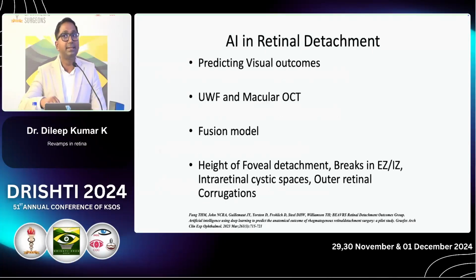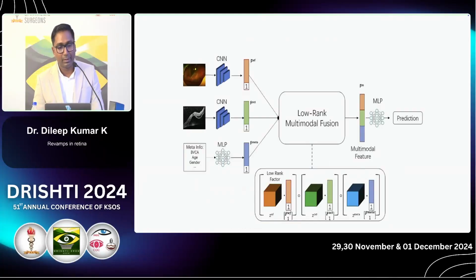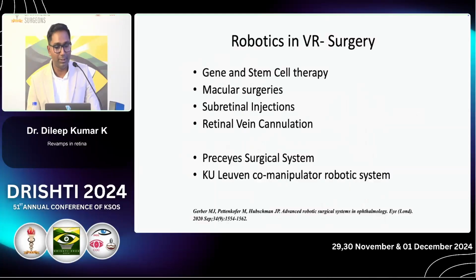One interesting thing in surgical retina is using AI in retinal detachment. The most common question in an RD surgery is the patient asking, will I get my vision back? Using AI, apart from macula on and off status, we can incorporate macular OCT and ultra wide field imaging using a fusion model. It takes into consideration the height of the foveal detachment, the ellipsoid zone breaks, and outer retinal corrugation, and tells whether the patient will develop vision better than 6/18 or worse than 6/80. So this is the model.